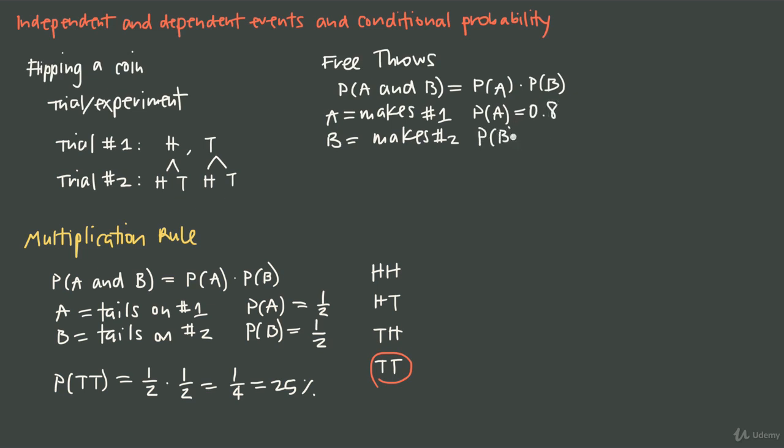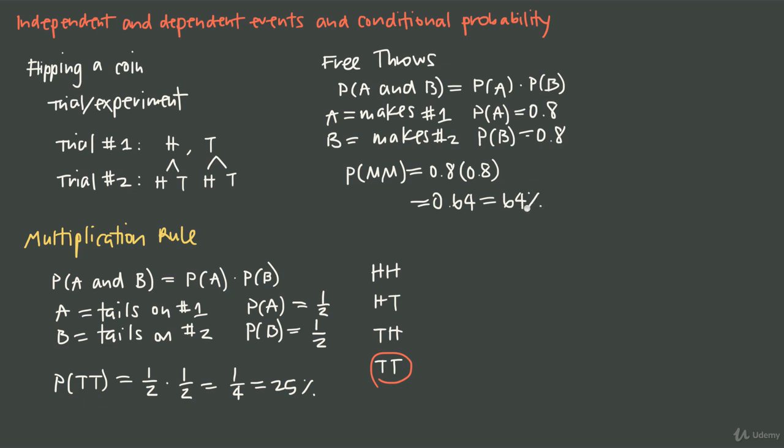The probability of event B, what's the chance that he makes free throw number 2? Well, he's an 80% free throw shooter, so he's going to have an 80% chance on every single shot. So again, it's 0.8. We could also express these as 8 out of 10 or 80%. But either way, the probability of a make and a make is equal to 0.8 times 0.8, which is going to be equal to 0.64, or 64%. So he has a 64% chance to make 2 free throws in a row.